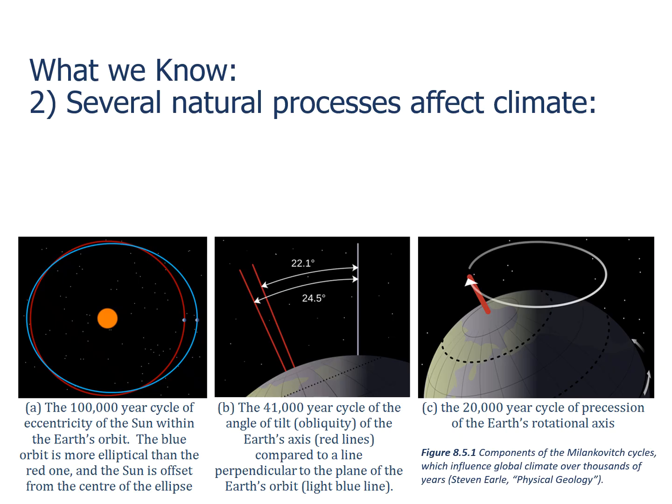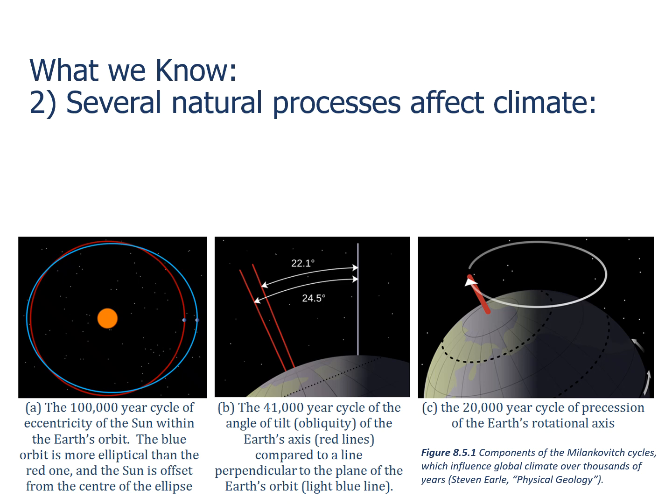Okay, what else do we know? Several natural processes affect climate. There are human effects, but that's not what we're talking about here. We're talking about just natural variations in the Earth that can ultimately impact the climate.